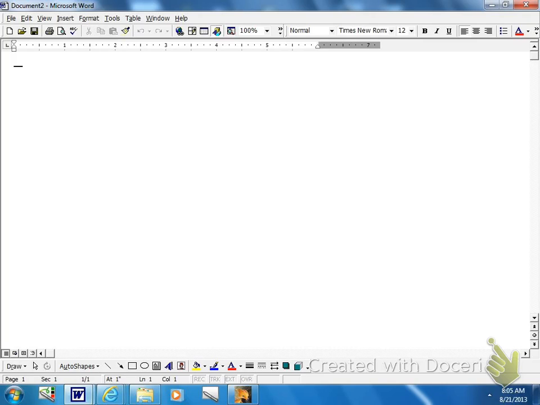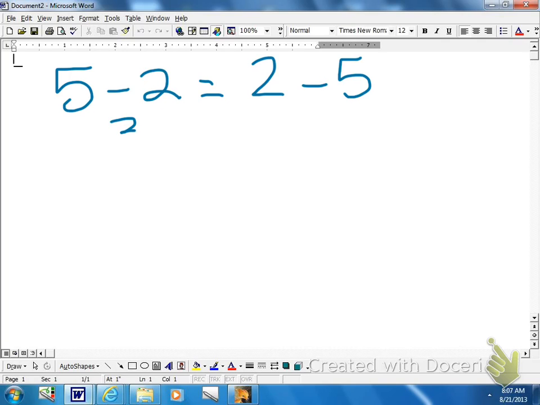Now why do they only have the commutative property for addition and multiplication? Well, does it work for subtraction? 5 minus 2, does that equal 2 minus 5? Well, 5 minus 2 is going to be 3, but if I have 2 and I take 5 away, well, I'm at -3, I'm in the hole, so that does not equal. 3 does not equal -3.